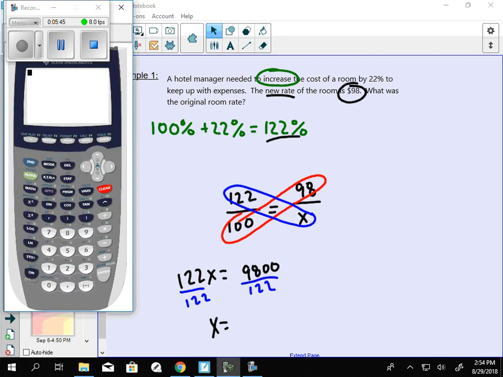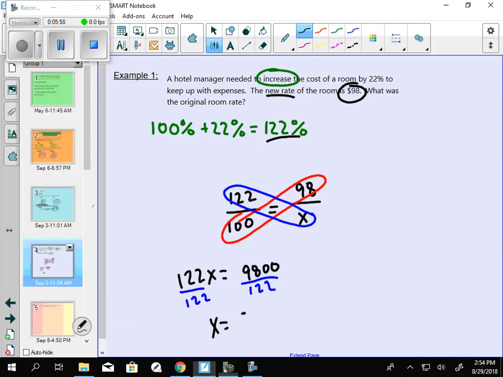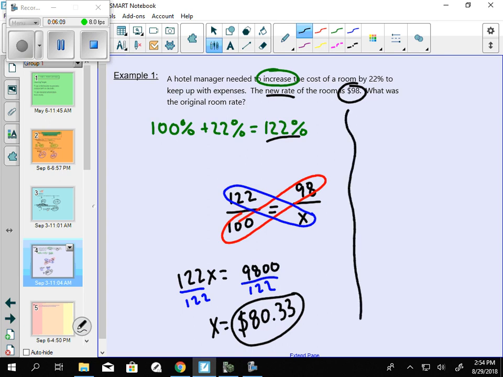Okay, so jumping on calculator really quick here, you can see the original cost of the room is about $80, and if we round that, 33 cents. So the original cost was about $80.33. Okay, another way you could solve this problem, you don't have to use proportions to do it.